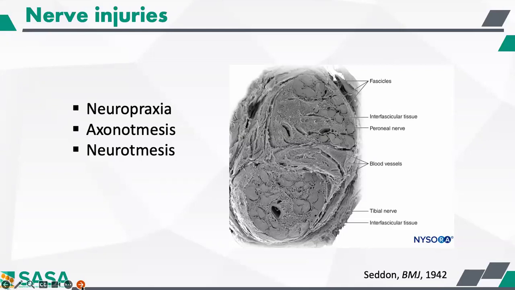Axonotmesis, on the other hand, speaks to injury of the axon fibers. Conduction is impeded, recovery is unpredictable and can be slow. Neurotmesis refers to complete transection of the nerve fiber, and often surgery is required to restore the integrity of the nerve.